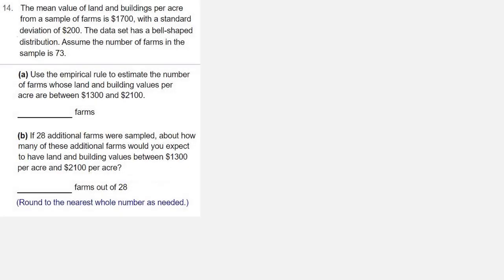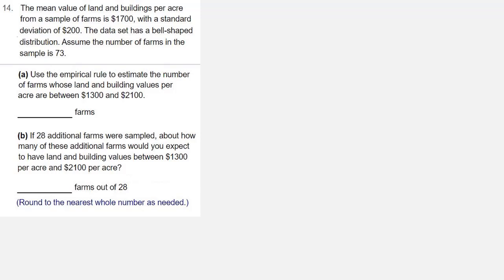The mean value of land and buildings per acre from a sample of farms is $1,700, with a standard deviation of $200. The dataset has a bell-shaped distribution. Assume the number of farms in the sample is 73.